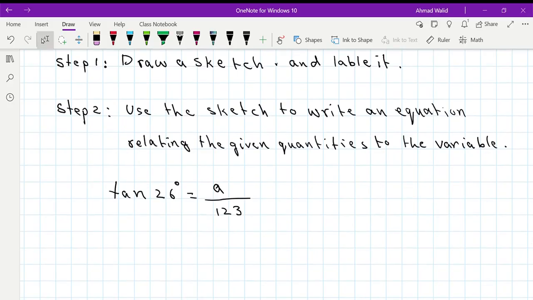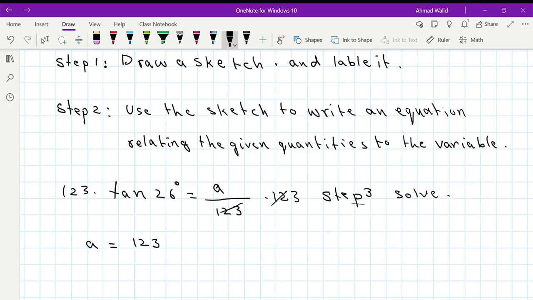Immediately you can relate. Of course, step 3 is solve. I will solve this for a. Again, multiply both sides by 123. Then I can write, these two cancel out, definitely. a equals 123 times tangent of 26 degrees. The rest is calculator. Your calculator will do that for you.